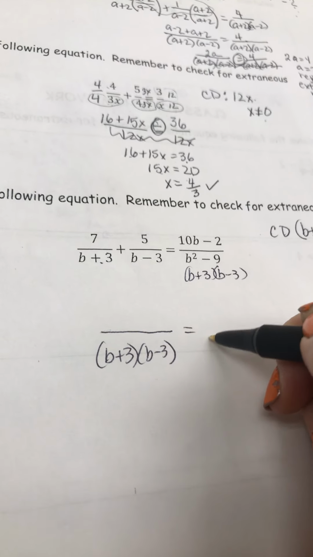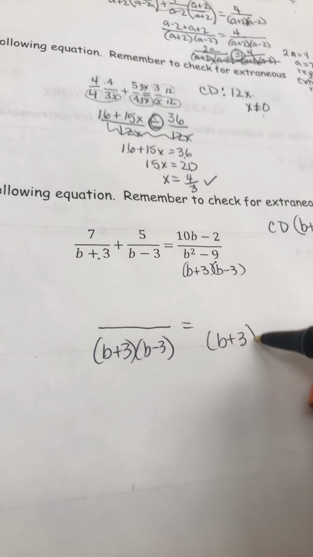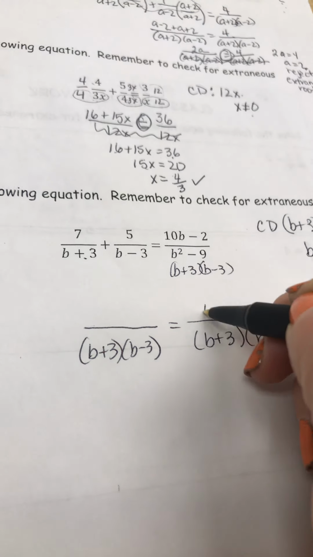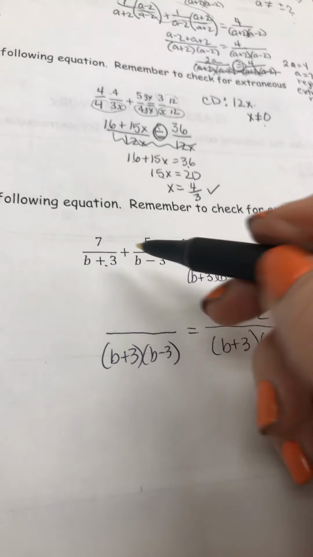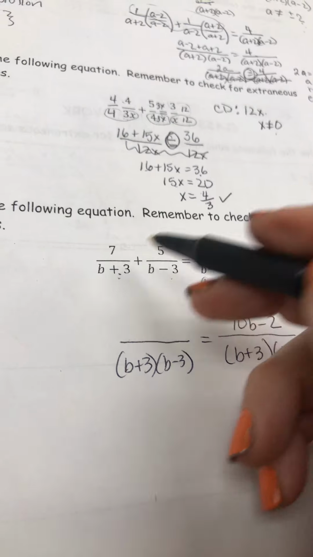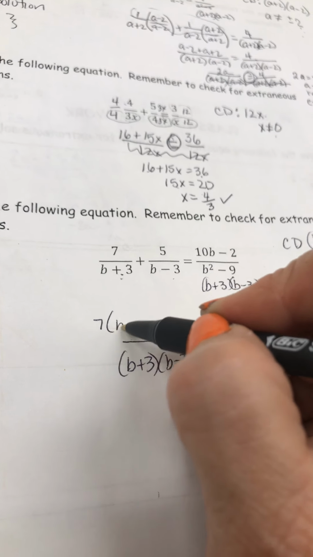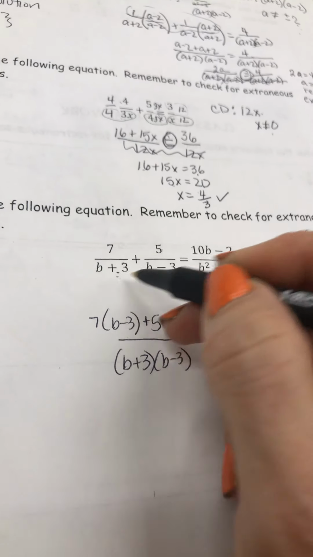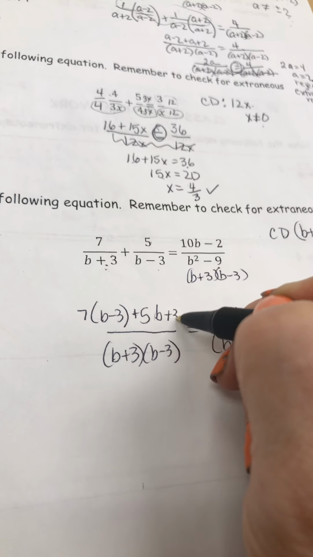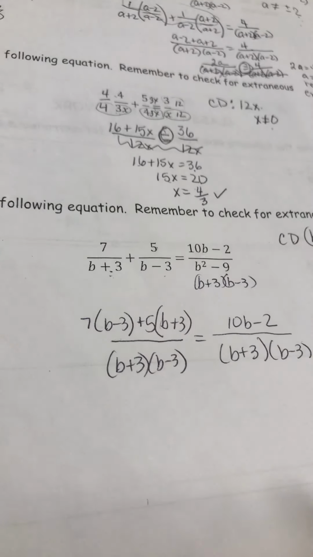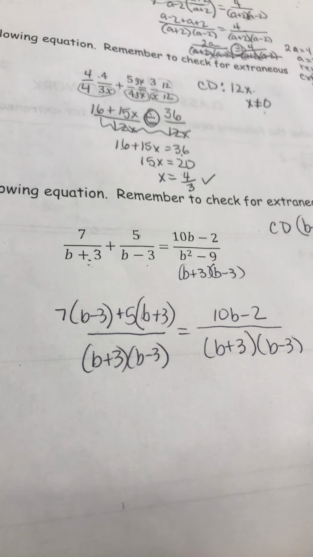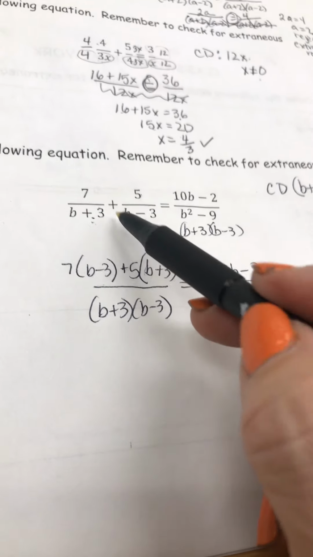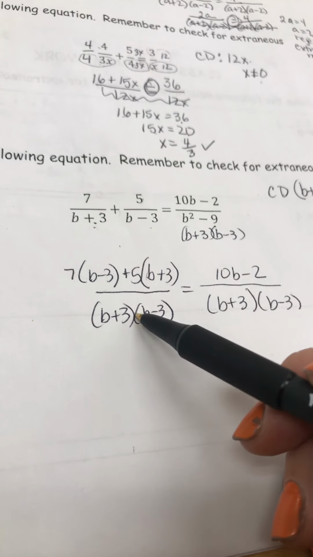So I'm going to show you a last little shortcut here. This one is missing this, so it's really just 7 times b minus 3. This one is missing the b plus 3. Okay? So that's a shortcut that you can do. If you don't understand it, I'll show it again in class. No worries. Okay? But if you take that extra step in between, you'll see what I just did.